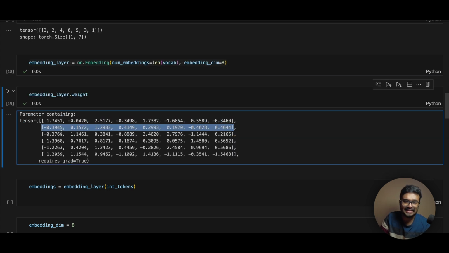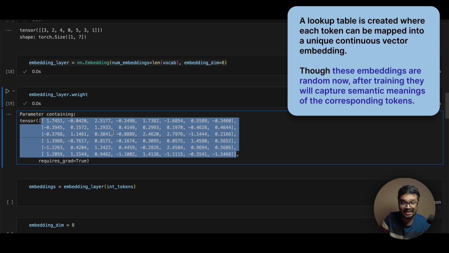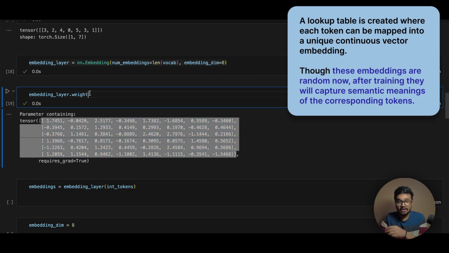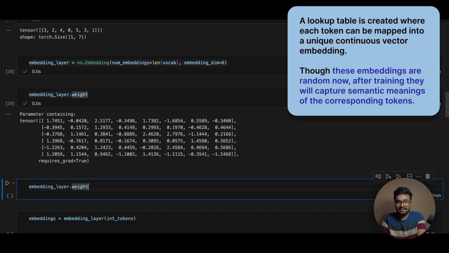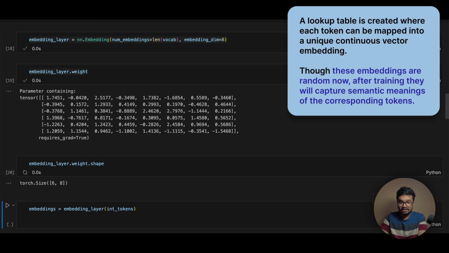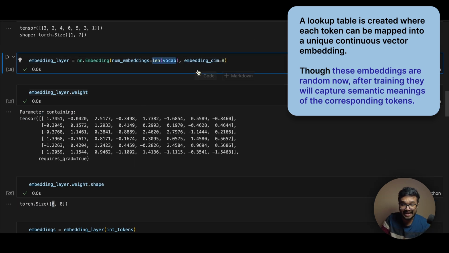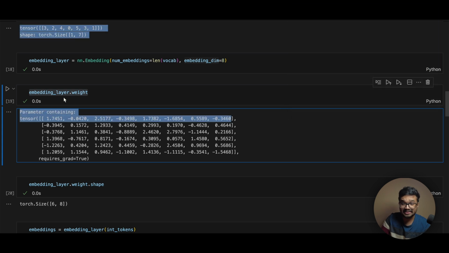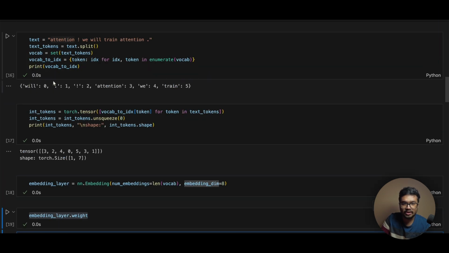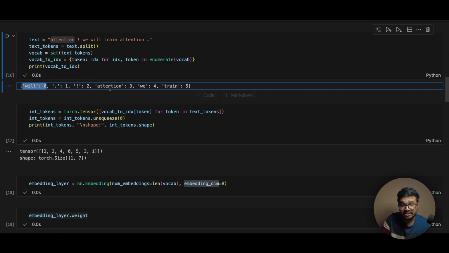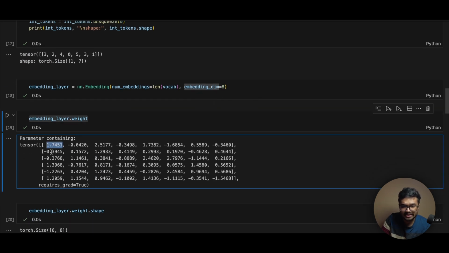It basically created this matrix of shape 6,8. If you do the shape of this, you'll see indeed it is 6,8, where 6 is the length of our vocabulary and 8 is the embedding size that we had set. It's kind of a lookup table where the first index refers to the word "will", because it's at the first index. The fourth index, "attention", is basically 0, 1, 2, 3. This vector represents the word "attention".